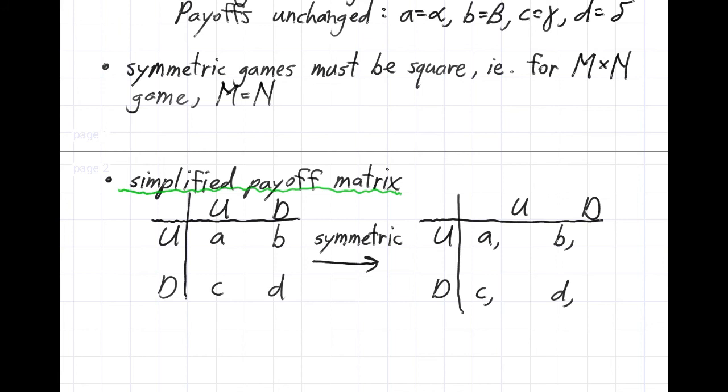Okay, let's get to it then. If both players play U, then the row player gets A, which means the other player must also get A. If both players play D, again, we can see that the payoff to both players must be little d. What about the off diagonals? Let's say the row player plays U, the column player plays D. Then we see here that B is a payoff to the row player. What would the payoff be to the column player?